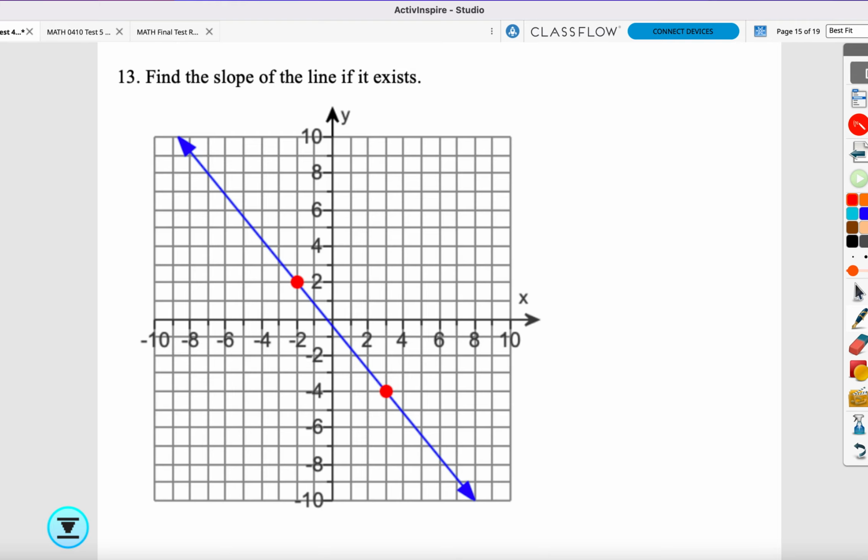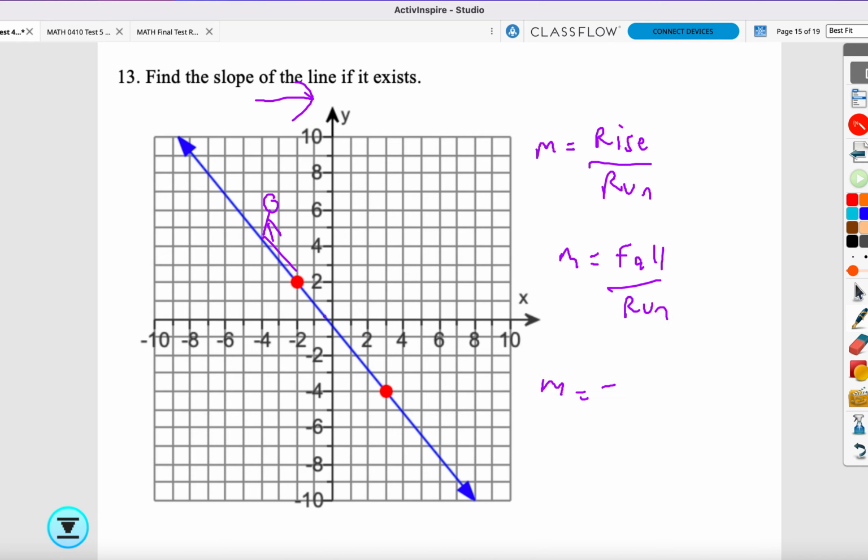Find the slope of the line if it exists, guys. So what you do is you get 2 points on the line, and remember, slope is rise over run. Now if it's going down from left to right, like this line is going downhill, right? You have a little guy sliding downhill. So that's fall, right? It's fall over run. Now, fall means it's going to be a negative slope, right?